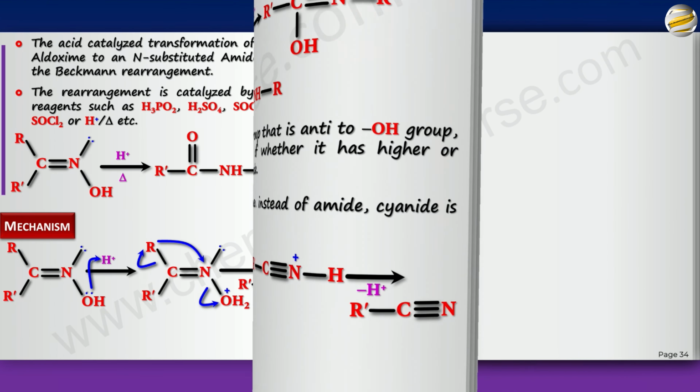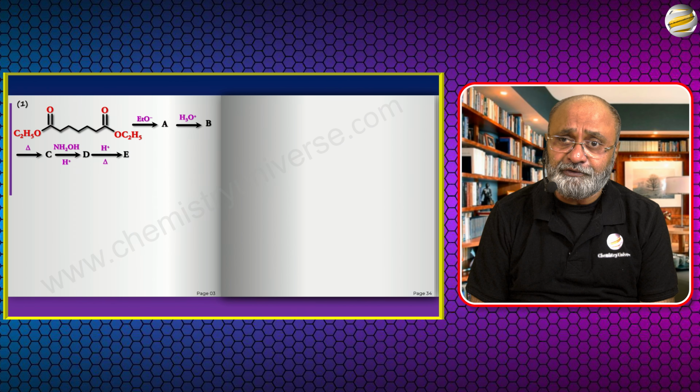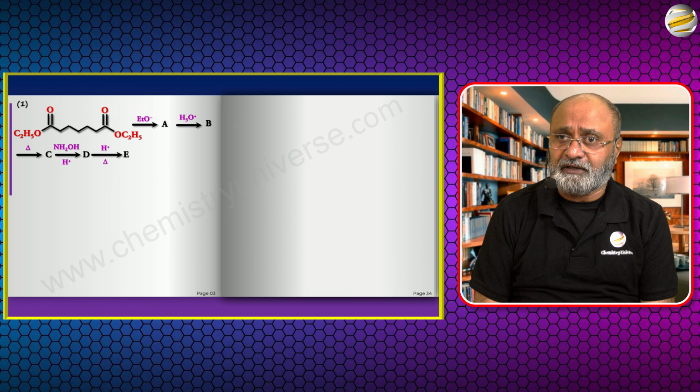So let's do a couple of questions on this, rather one question which has several parts to it. Do you have this? You've seen this reaction before. I use ethoxide and then H3O plus to give you B and heat to give you C. Then I do NH2OH and H plus to give you D, and then I put H plus and heat to give you E. So I want you to pause the video now, make each of the products.